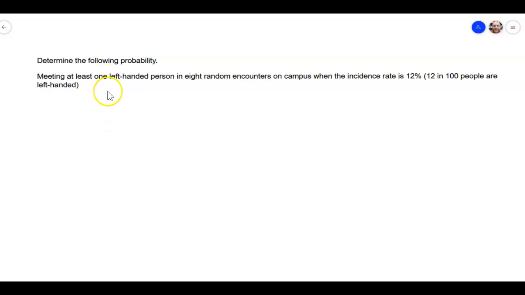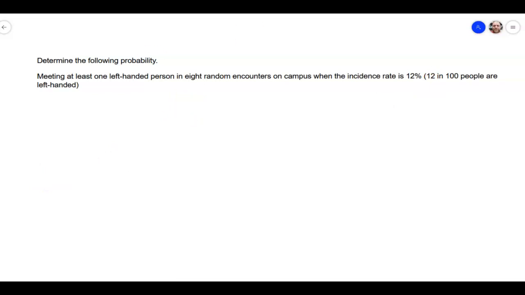Today I want to take a look at an example from section 7b. It says determine the following probability of meeting at least one left-handed person in 8 random encounters on campus when the incident rate is 12%. 12 in 100 people are left-handed. So how would we go about figuring this one out? Well, we know that if we just met a single person, the probability would be 12 out of 100 that that person is left-handed. But how can we figure this out?